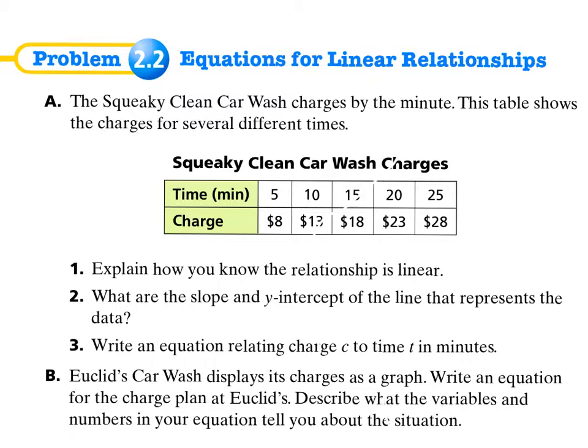So the first thing we usually want to do is look at the change in the independent variable and the dependent variable, and we notice in this table that the charge increases by $5 at every interval. I'm just going to put a +5 right there. We also notice that the time increases in our table by 5 minutes each time. That's an important piece of information.